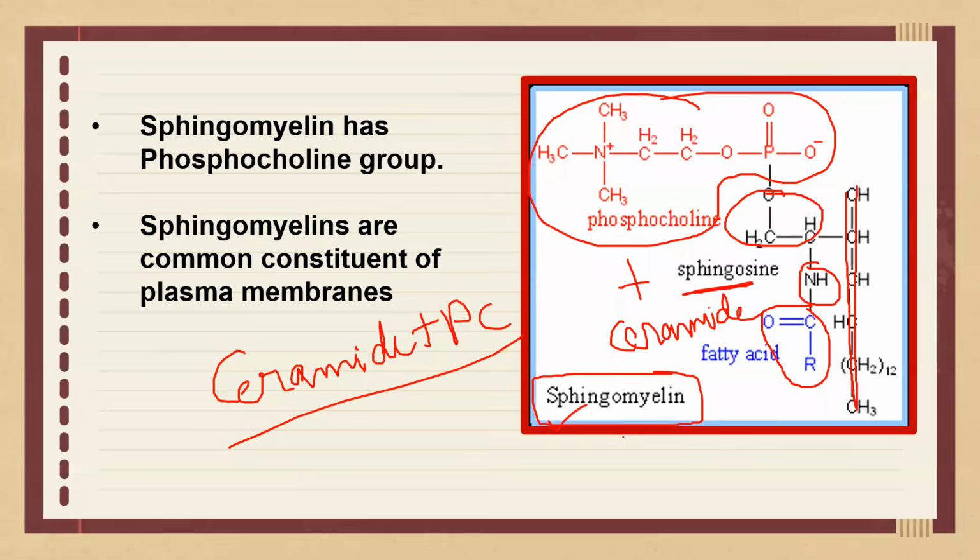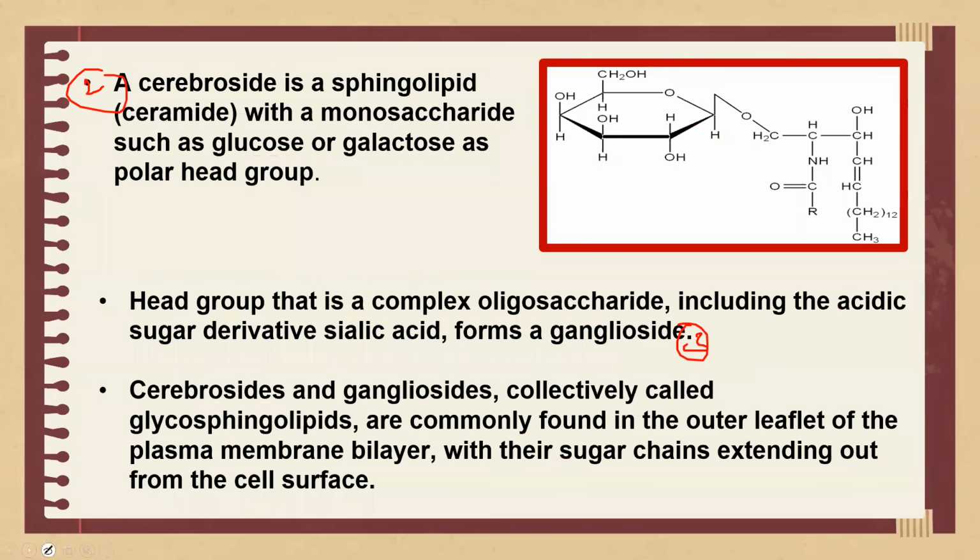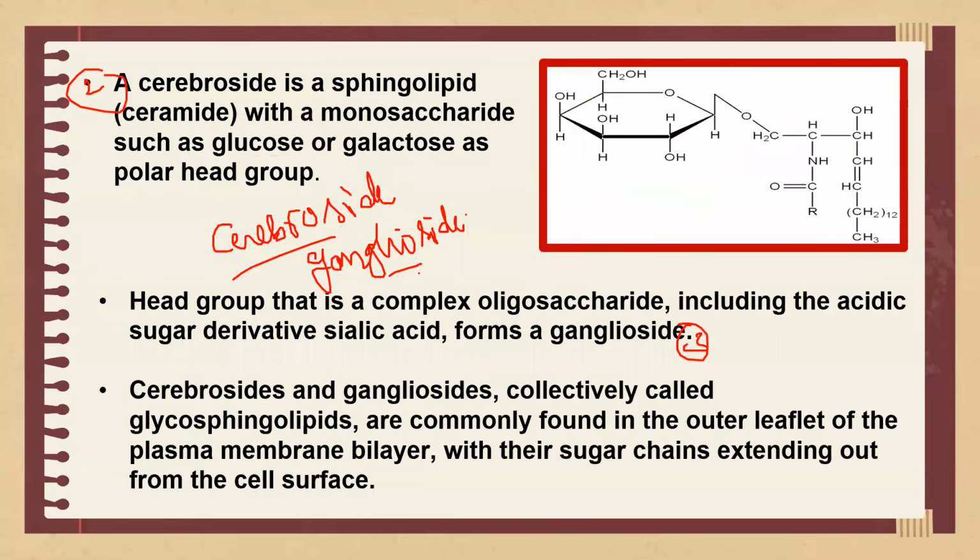It is called what, friends? It is called sphingomyelin. Never ever get confused with that particular point. Always remember it easily. Now, many times what is asked in the exam is these two examples. One is called cerebroside. Another one is called ganglioside. So what is the difference between cerebroside and ganglioside?